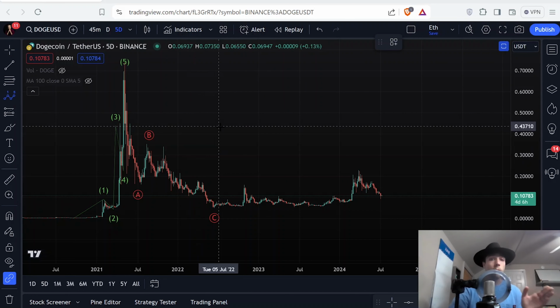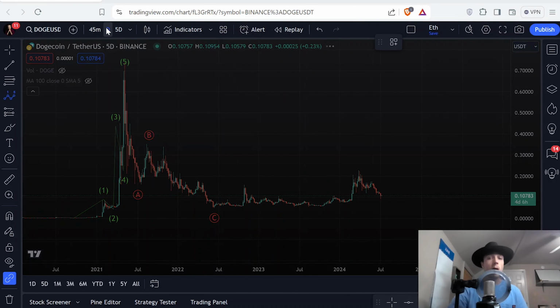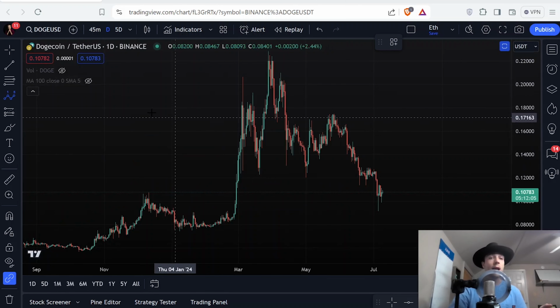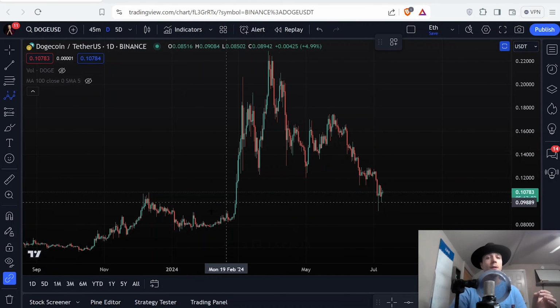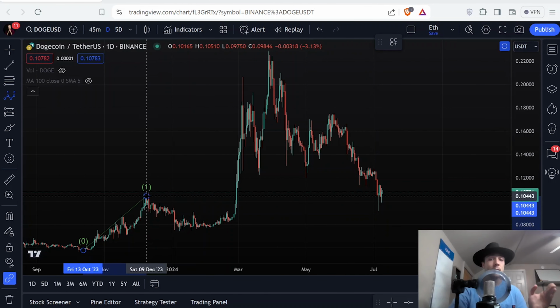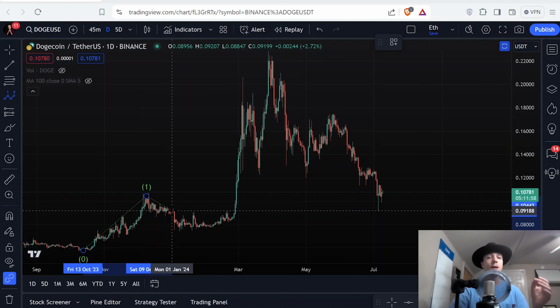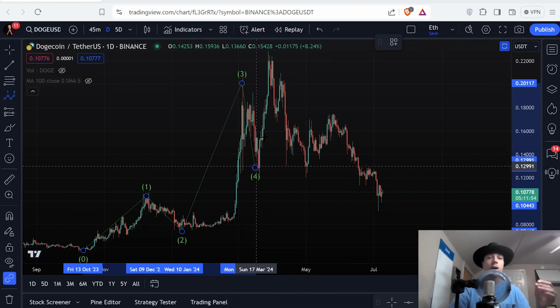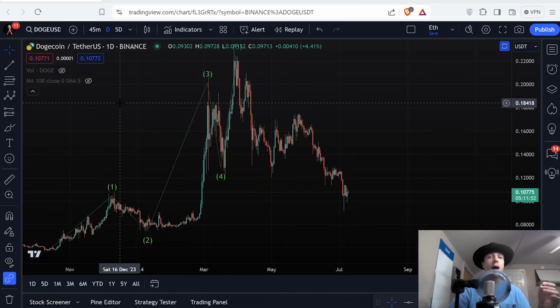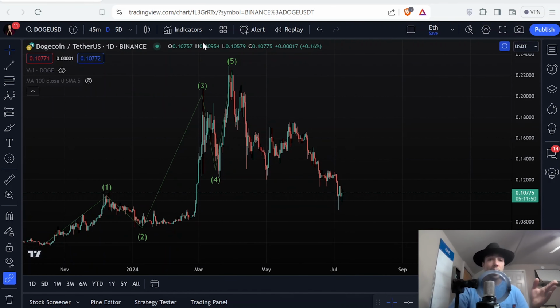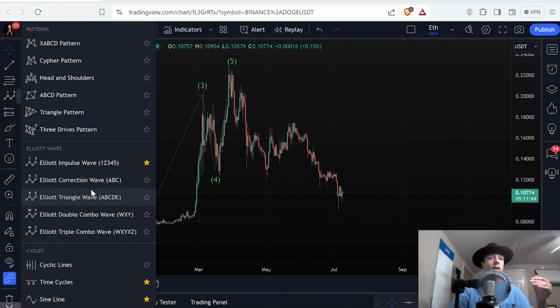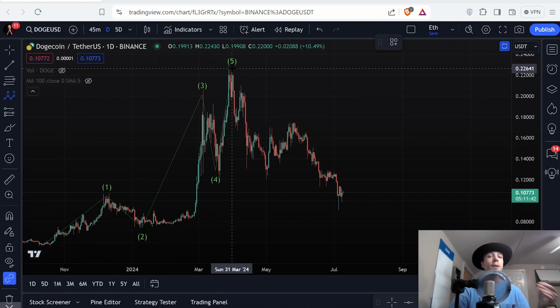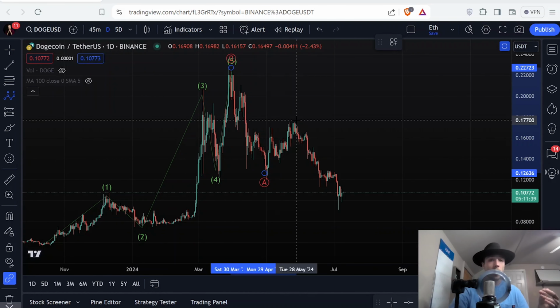Now what we're looking for here is on the smaller time frame, on the daily, we have another perfect example of 5 waves up and an ABC correction back down. So we have wave 1, wave 2, wave 3, wave 4, and wave 5. And now we have an ABC correction back down. So the same structure that we saw in the bigger picture is happening on the smaller time frames as well.